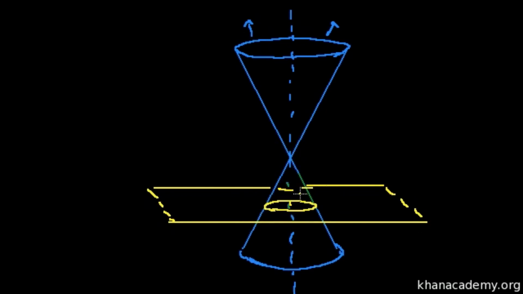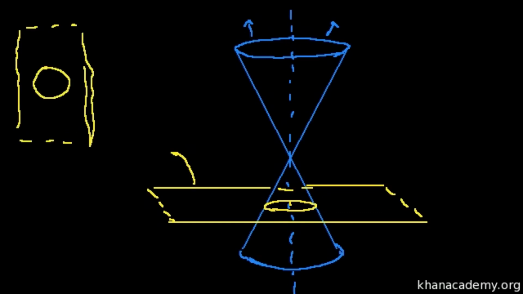And we're looking at it from an angle. But if you were sitting here and you were to look straight down on this plane, if I were to just flip this over like this, so we're looking straight down on this plane, that intersection would be a circle.